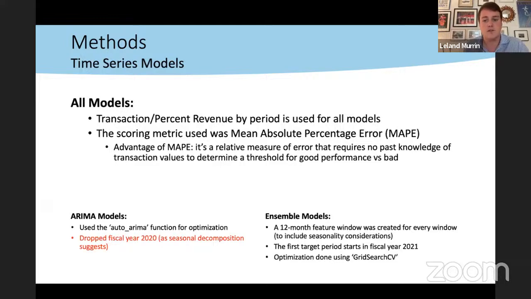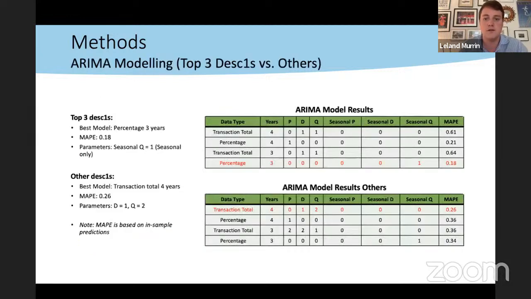For the ensemble models, a 12-month feature window was created for every window, to be able to have seasonality considerations similar to the ARIMA models. The first period started in fiscal year 2021, and we optimized with grid search CV, as I was mentioning. For ARIMA modeling, these were some of the results of all the models that we ran and their mean absolute percentage errors. The best one was a purely seasonal model, with the data set being the past 3 years by percentage, with a MAPE of 18%.